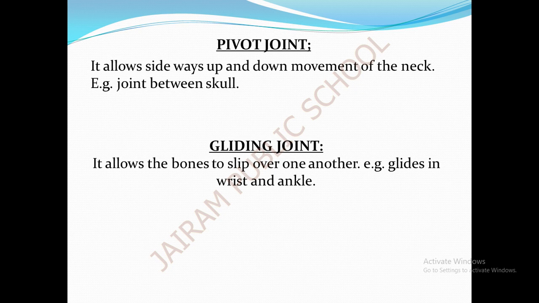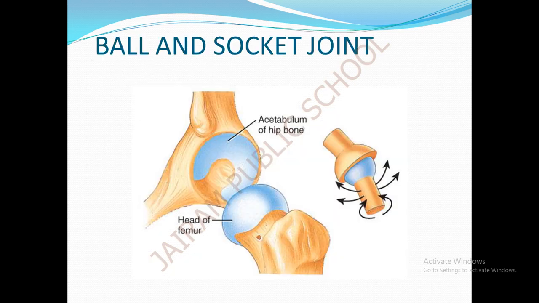The next is the gliding joint. Our wrists and ankles have gliding joints. The gliding joints allow the bones to slip over one another. These joints are also present between any two vertebrae of the backbone. They help the backbone to bend, twist and turn at each joint. Let us see the pictures of each type of joint.